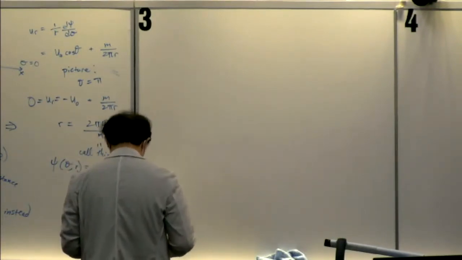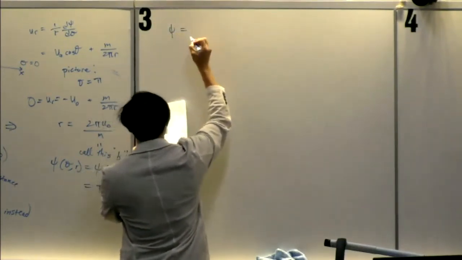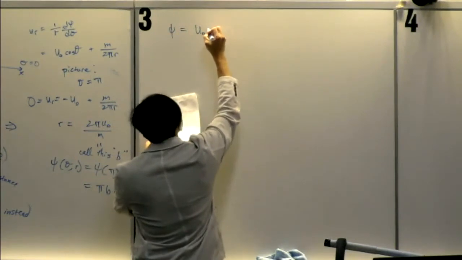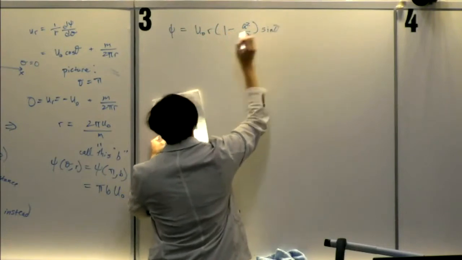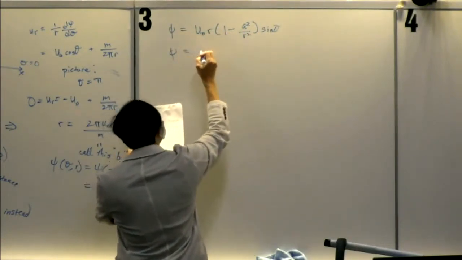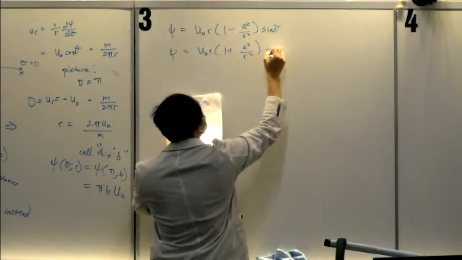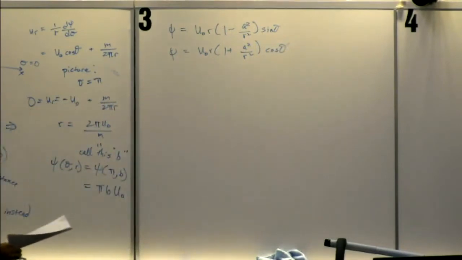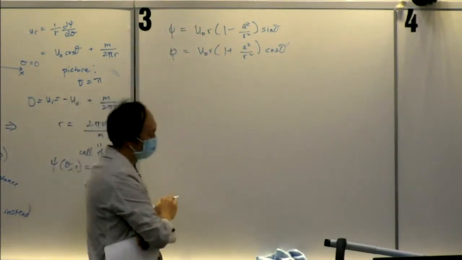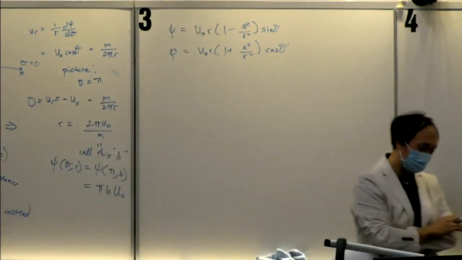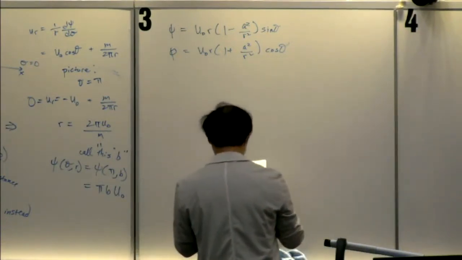All right, so we do the substitution, then we have psi equal to u naught r times 1 minus a squared over r squared times sine theta, and phi equal to u naught r times 1 plus a squared over r squared times cosine theta. Generally you're going to have psi and phi be quite similar, because they are basically perpendicular to each other.